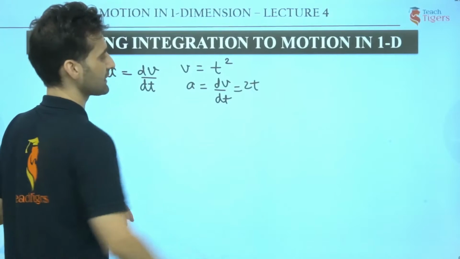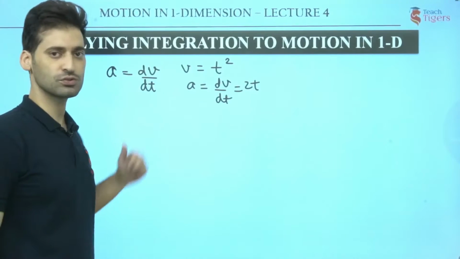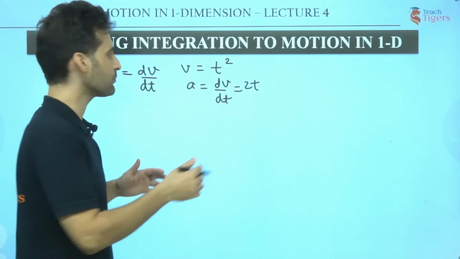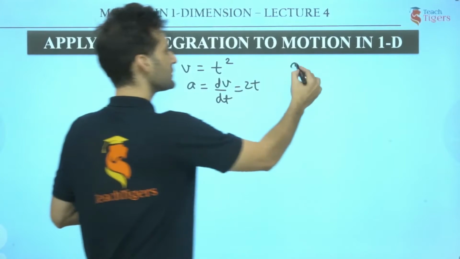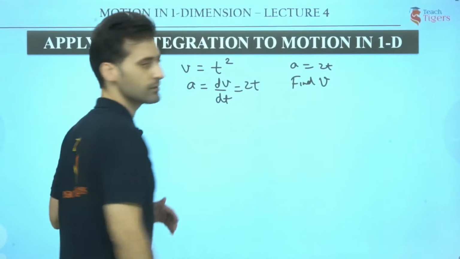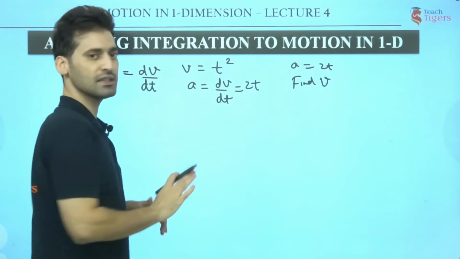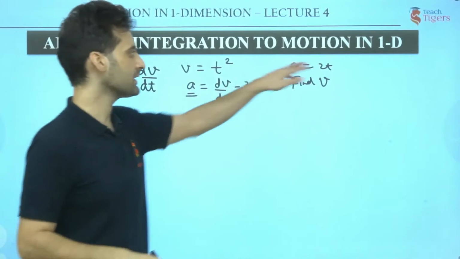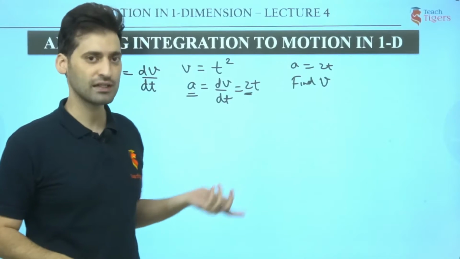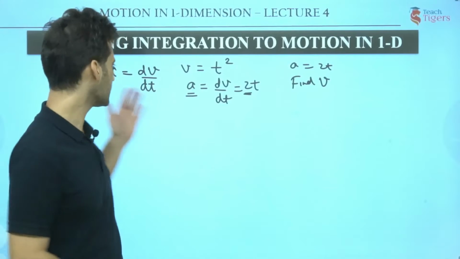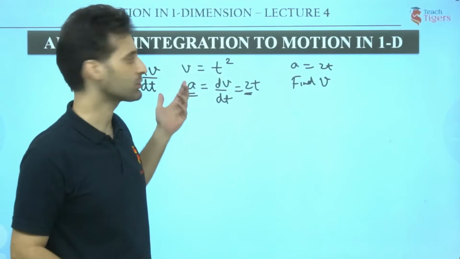And we used to get it like this, acceleration equals 2t. Now again, in reverse, let's say I put a reverse question to you: acceleration is 2t and just find v. Now how do I do it? V and t relation is given, so I can find the relation between a and t easily. But if the relation between a and t is given and I need to find the relation between v and t, how will I get it?